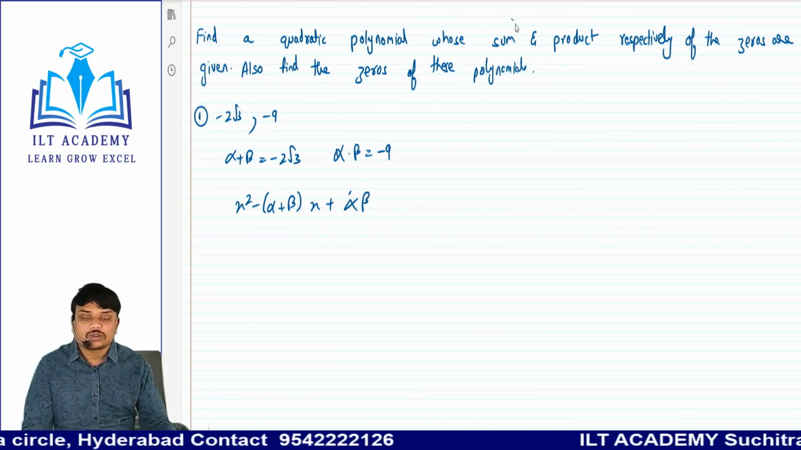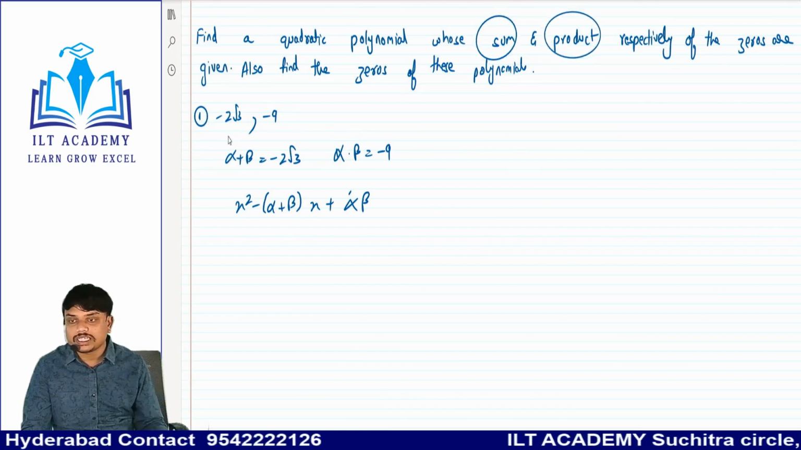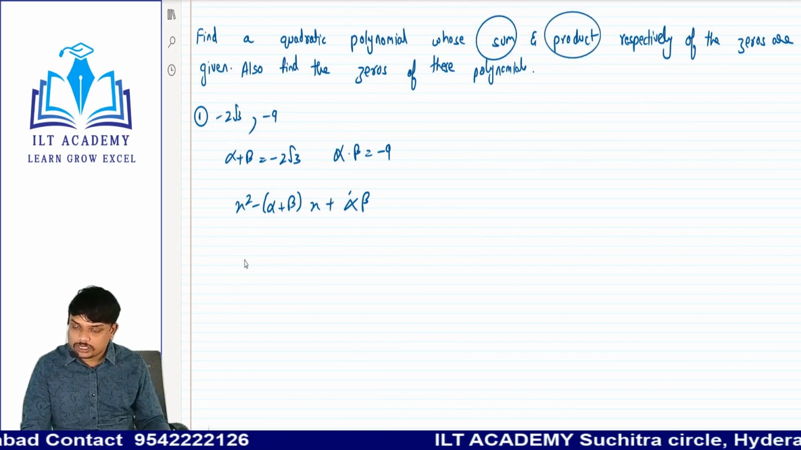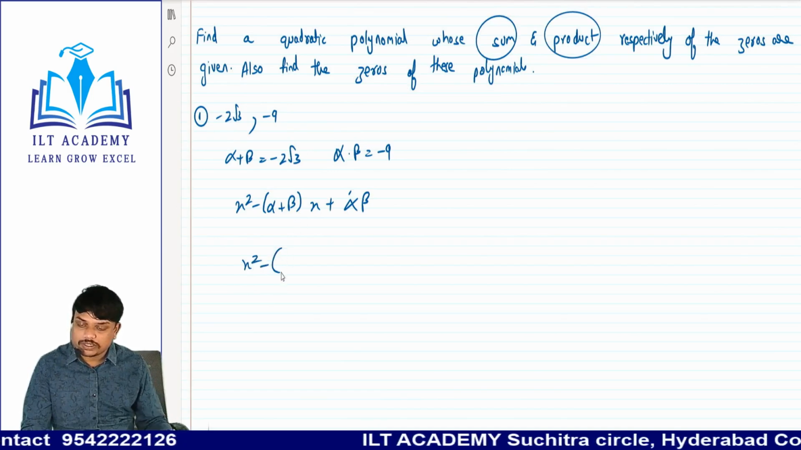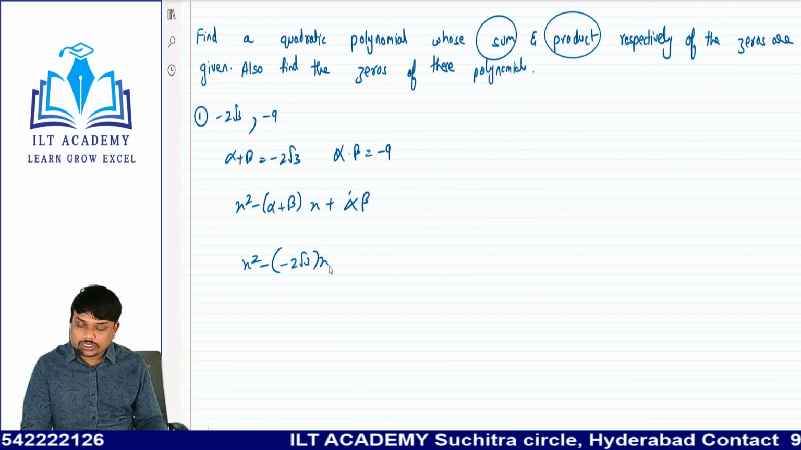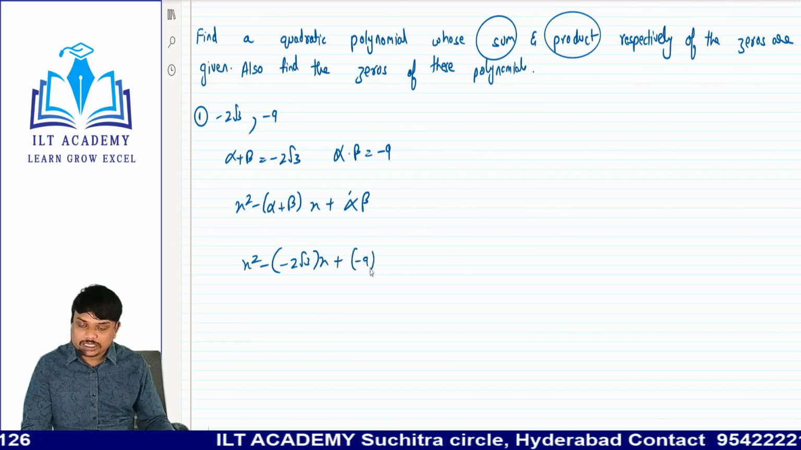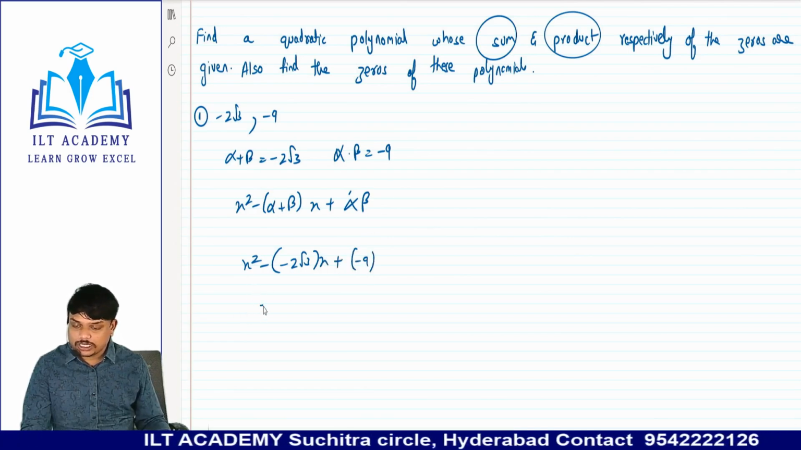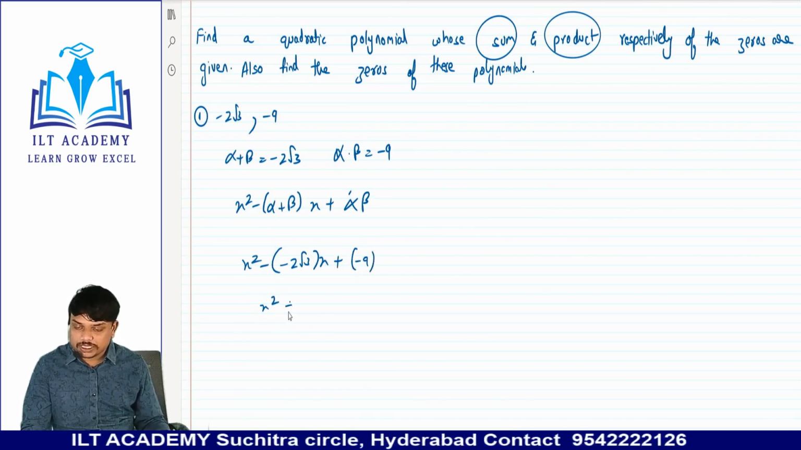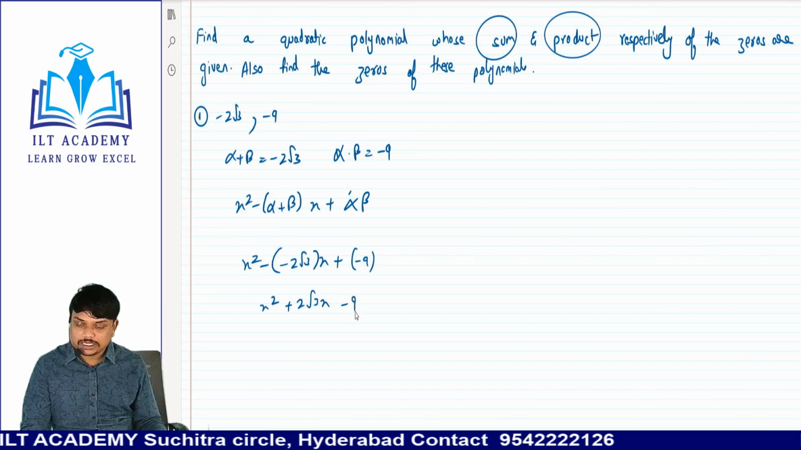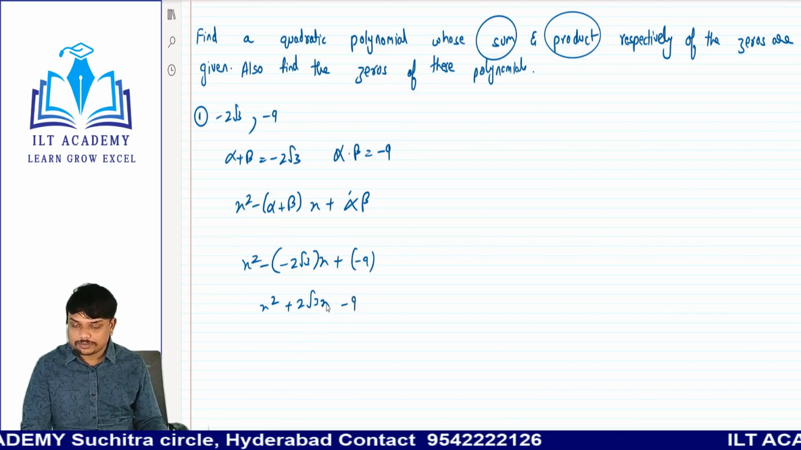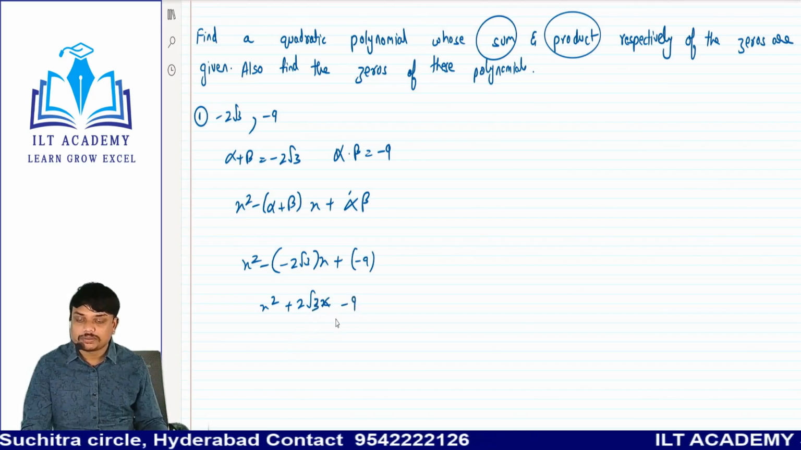Find the quadratic equation whose sum and product are given. Roots नहीं दिए इस बार, sum and product दिए. So x square, I can put here what? Alpha plus beta is what? Minus 2 root 3 of x, plus alpha beta value is what? Minus 9. Clear? So x square minus of minus, it will become plus 2 root 3 x minus 9. Clear?